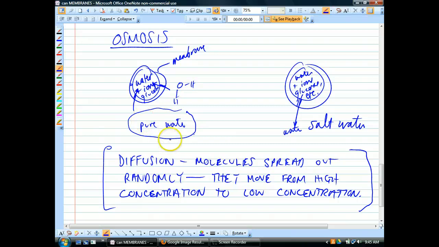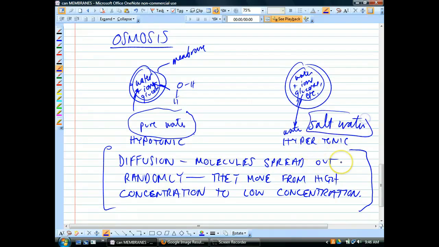Now, what we say in this situation here is that we call this solution hypotonic, and this one hypertonic. In a hypotonic solution, the solution outside is less concentrated with the stuff that's dissolved in it, and in a hypertonic solution, it's more concentrated.